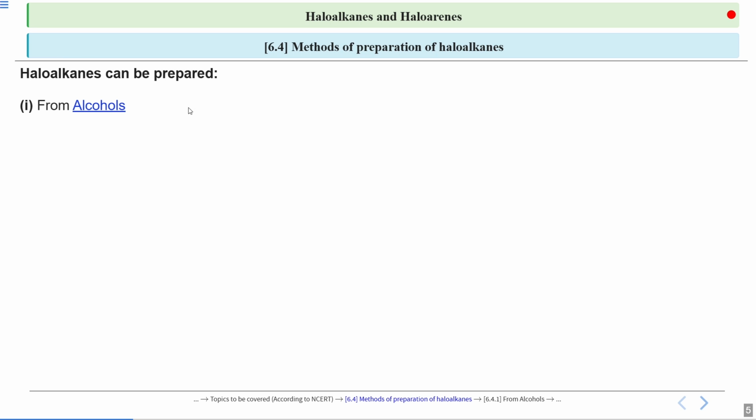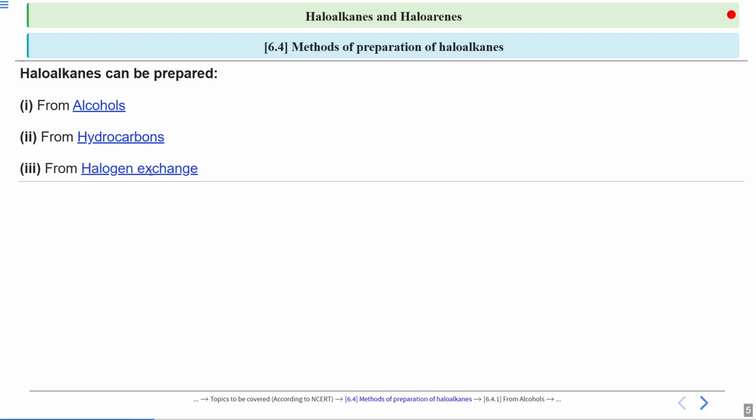firstly from the alcohols. Alcohols, you know, they are ROH, where OH is a hydroxyl group, the representation for an alcohol, and R is an alkyl group. Second, preparation of haloalkanes includes from the hydrocarbons, and third is from the halogen exchange. So these three are the major methods for the preparation of haloalkanes: from alcohols, from hydrocarbons, either alkane or alkenes, and then from halogen exchange.